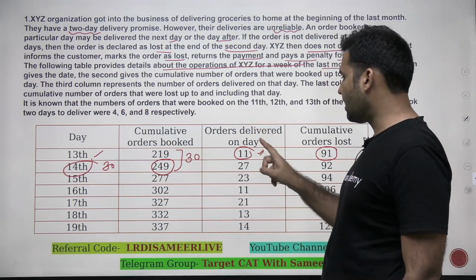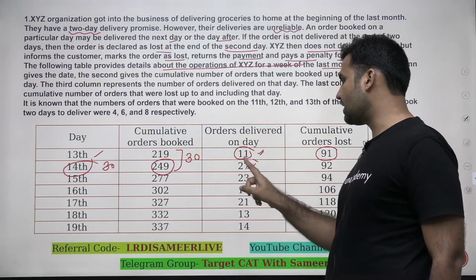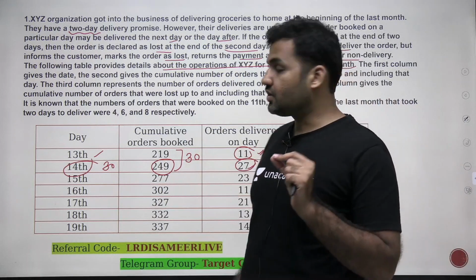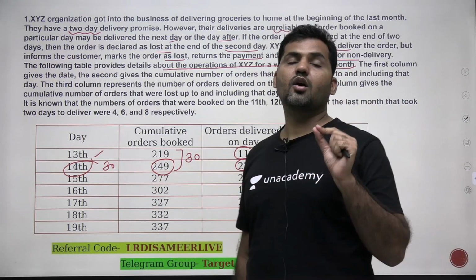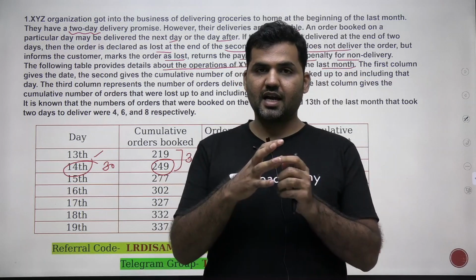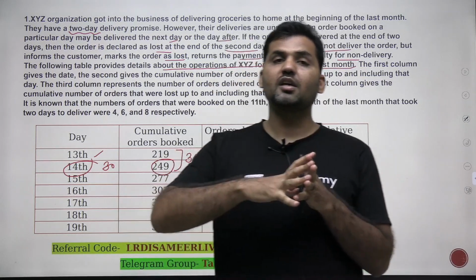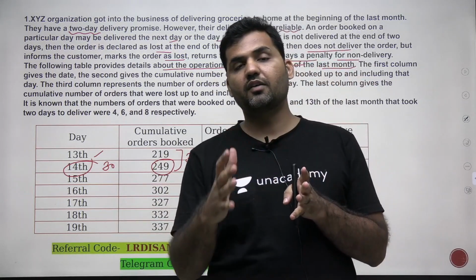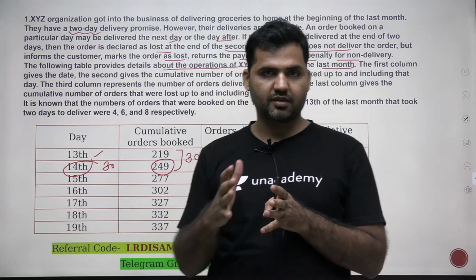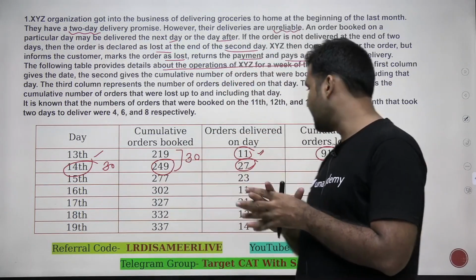Orders delivered on 14th are 27. Now tell me, think guys, if 27 orders are delivered on 14th of a month, can I say that these 27 orders must have been placed on 12th or on 13th, right? So because it's a 2-day delivery process.